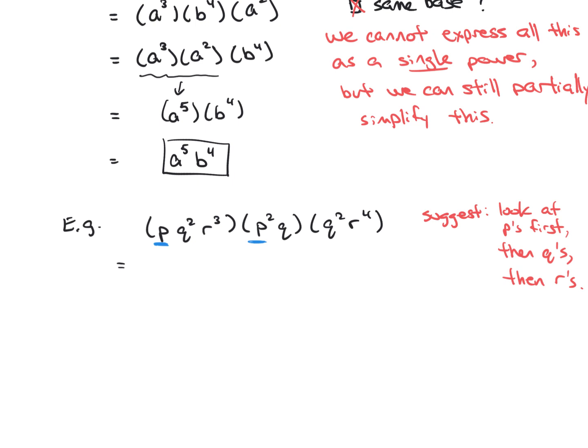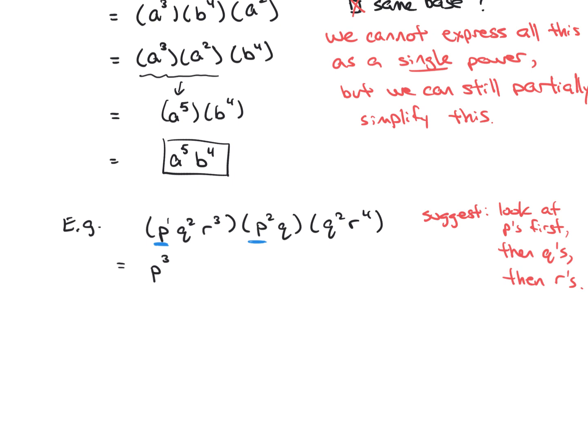So I can just think about what happens when I combine those p's. I have p times p squared. For the base of p, the exponent of the answer is going to be 1 plus 2, which is 3. Don't forget that you can put a 1 on that first p as the exponent. All right, so I've done the p's.